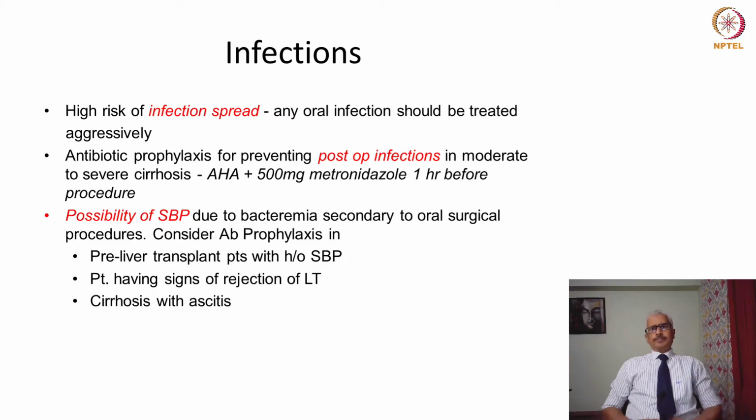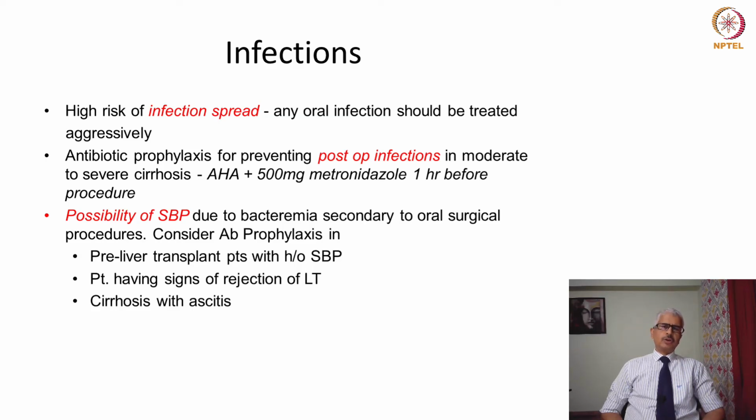Now, we must remember that these patients not only have a high risk of local infections, but they have a high risk of spread of infections from local to systemic. So any oral infection should be treated aggressively, and therefore antibiotic prophylaxis is also recommended for these patients in moderate to severe cirrhosis cases. The prophylaxis is the same as the American Heart Association prophylaxis for bacterial endocarditis, along with 500 milligrams of metronidazole given 1 hour before the procedure.